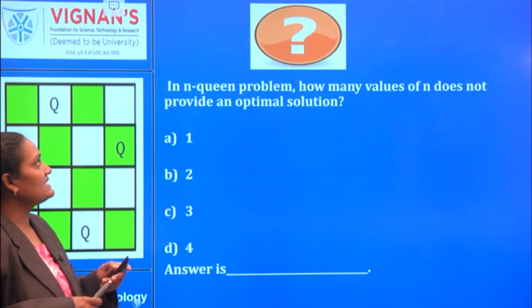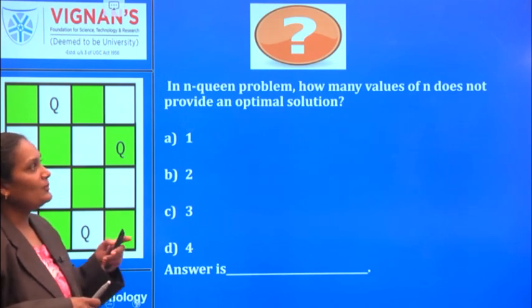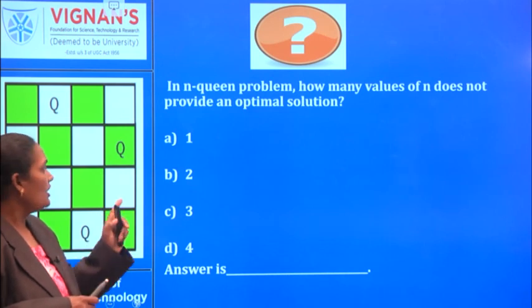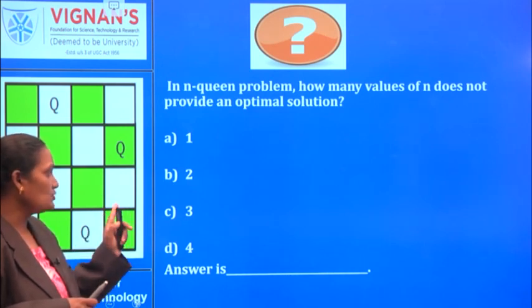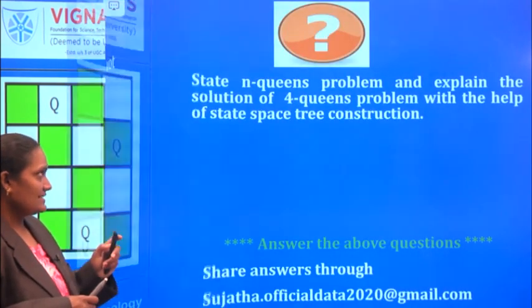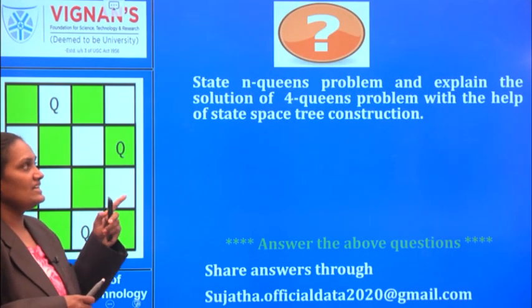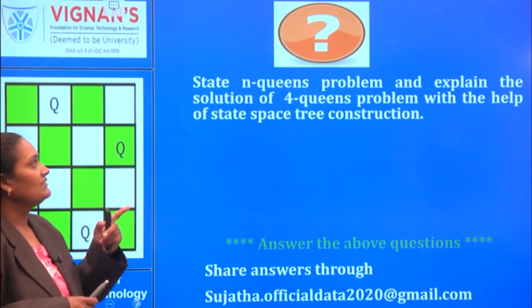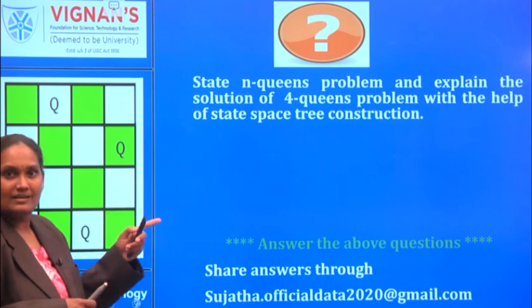The next question is, in the n queens problem, how many values of n do not provide an optimal solution? Option A 1, option B 2, option C 3, option D 4. Next question is, state the n queens problem and explain the solution of the 4 queens problem with the help of state space tree construction.